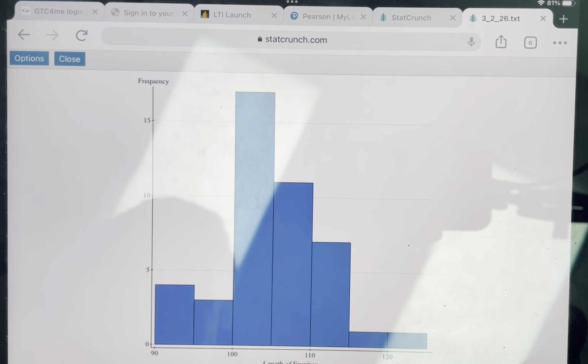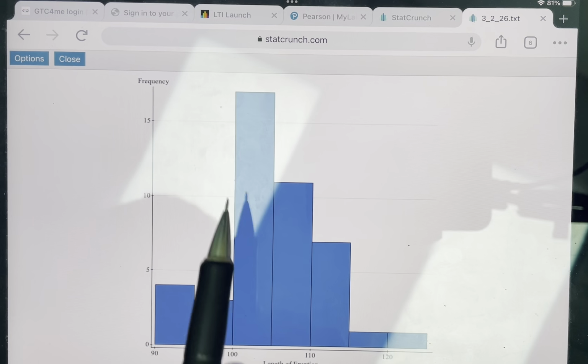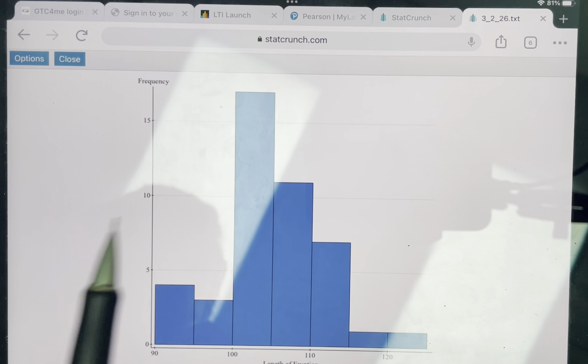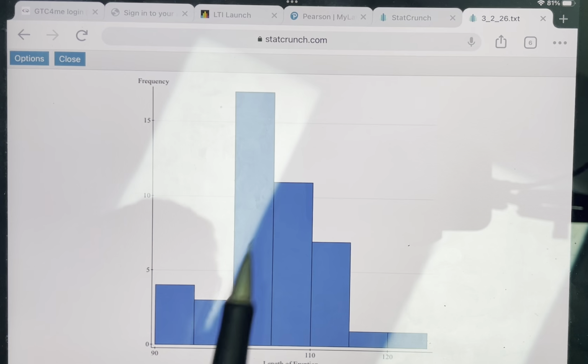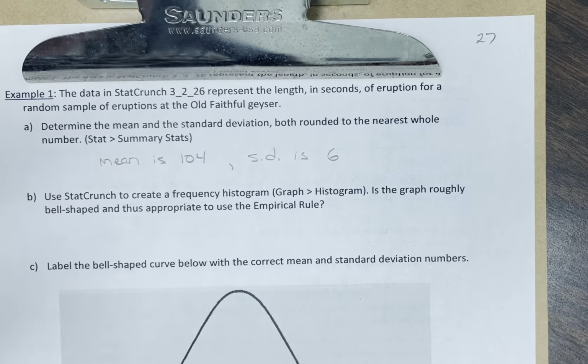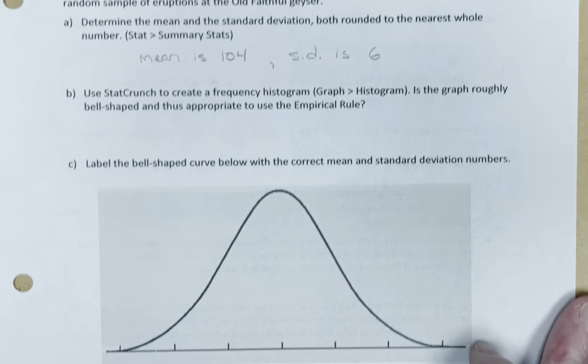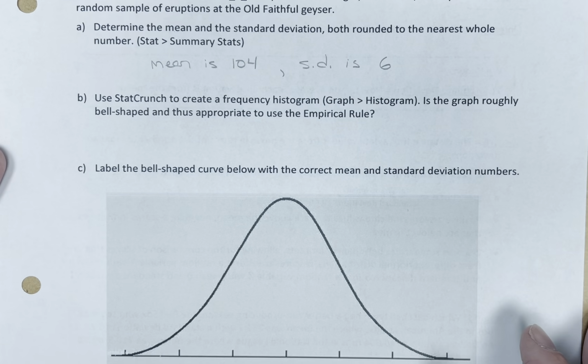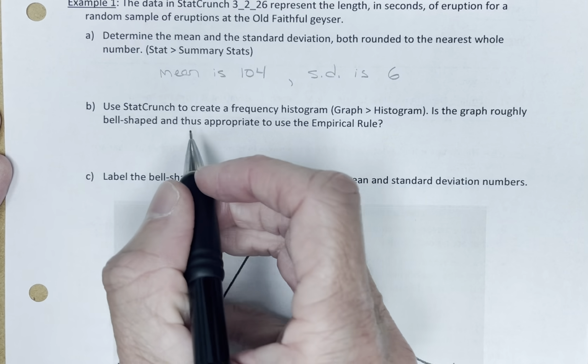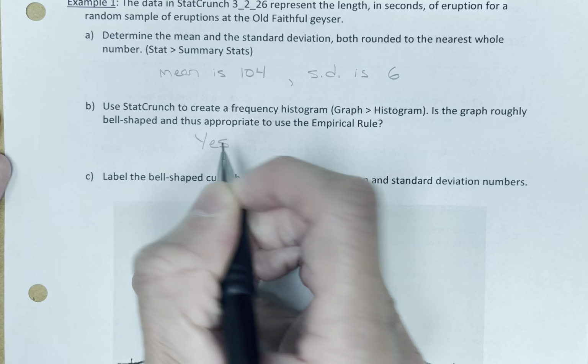There it is. Is this roughly bell-shaped? Yes, it is. As far as we're concerned, yes, this is roughly bell-shaped. You know, these two kind of get countered by that one. I don't really see a major skew here. It's not majorly skewing off to the right or the left with a long tail. So we can say, yes, this is roughly bell-shaped. Now that's obviously a judgment call to some degree, but we're going to say that is roughly bell-shaped. So back to here, and the answer is yes. So we can use the empirical rule.